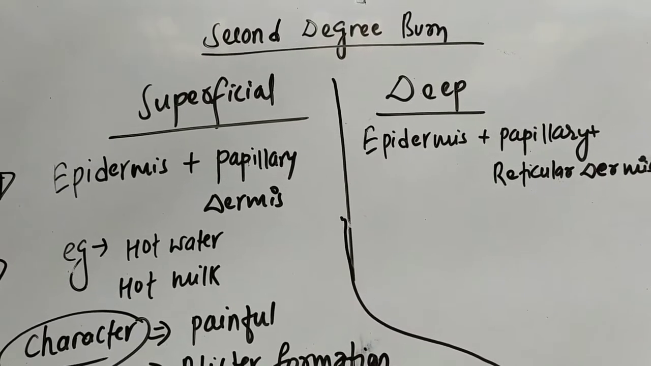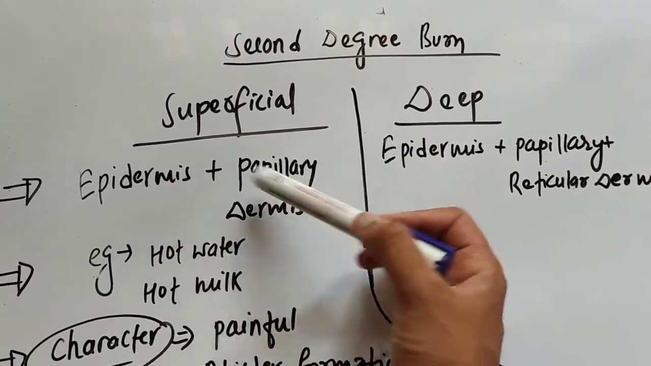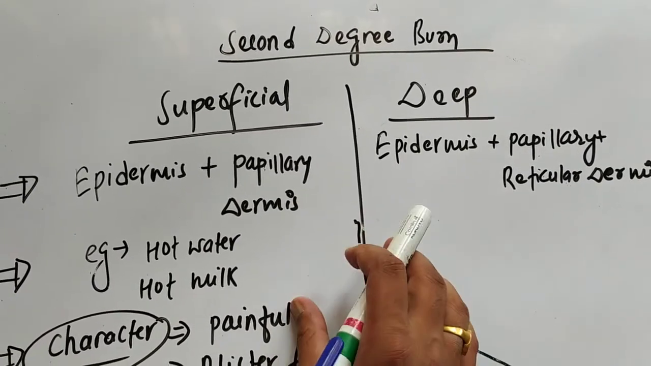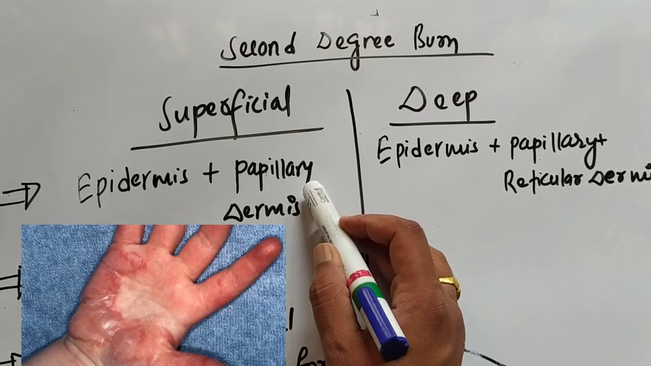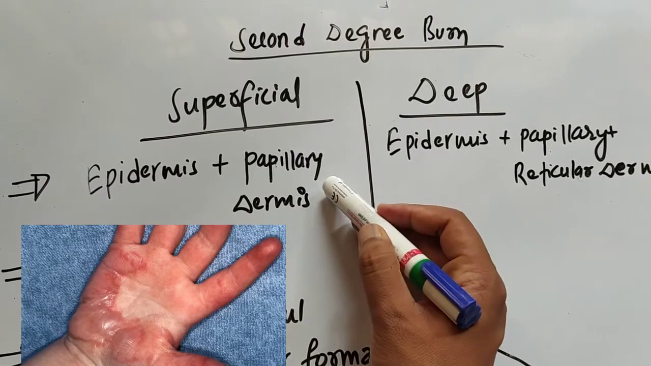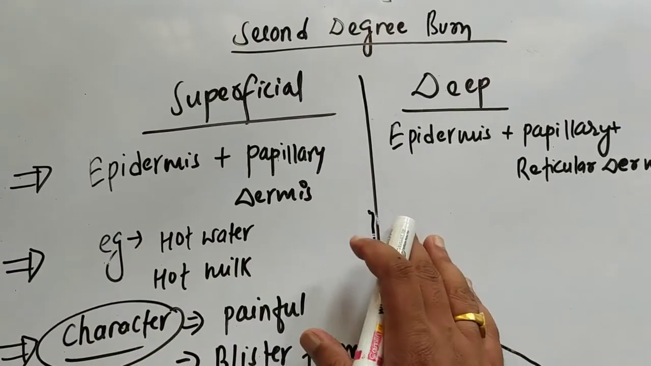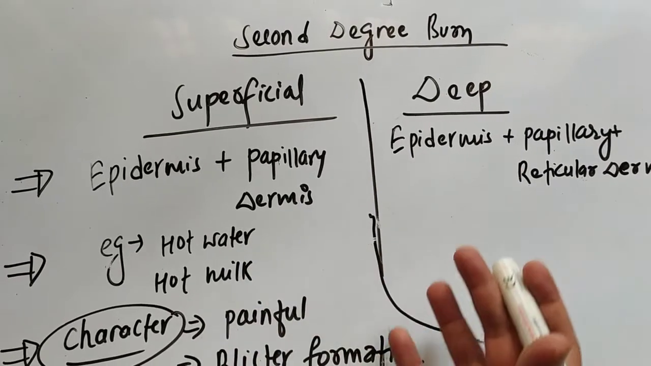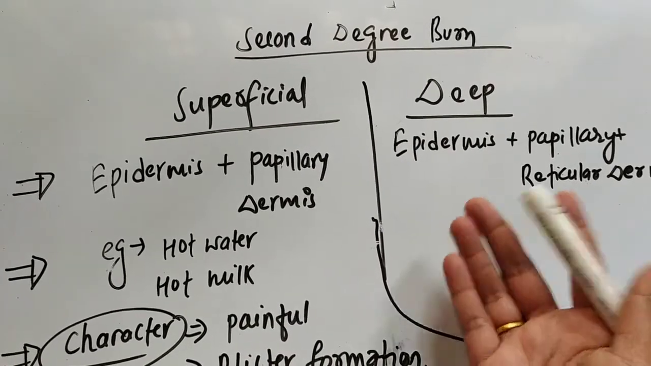Now coming back to the second degree burn, we have the superficial and deep burn. In the superficial burn, the epidermis and the papillary dermis are involved, as the blood vessels and nerves are present mainly in the reticular dermis, not in the papillary dermis. So here in the superficial second degree burn, the reticular dermis is preserved, and that's why this burn is painful. The examples for the superficial and deep second degree burn are the same. The same hot water or hot milk or hot oil can cause a superficial burn in some cases, and in some instances it can cause a deep burn.